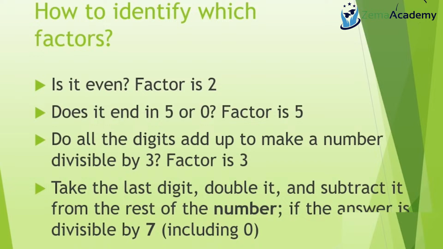I can show you an example in a sec. And the last rule that I'm going to tell you about is one for 7. With 7, it's slightly complicated. You take the last digit of the number, you double it, and then you take it away from the rest of the number that's left without that final digit. And if the answer is divisible by 7, and that includes 0, then that means that you actually have a number that 7 is a factor of. I'll give you some examples.